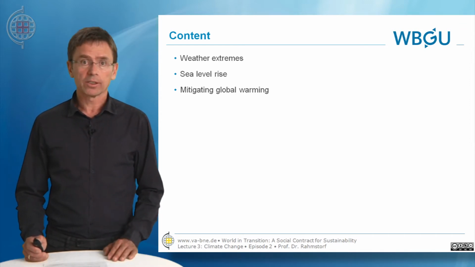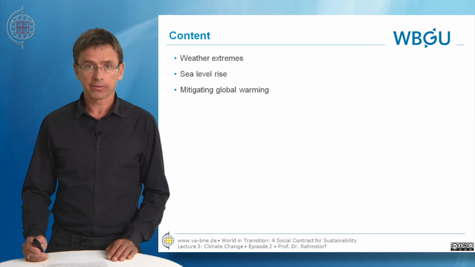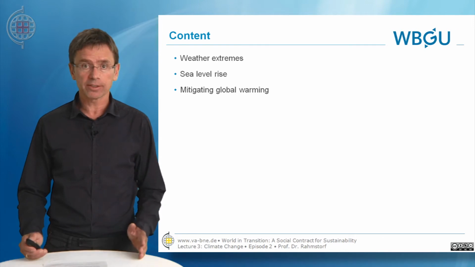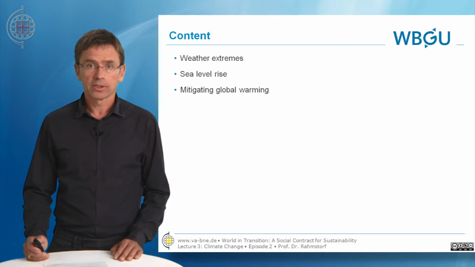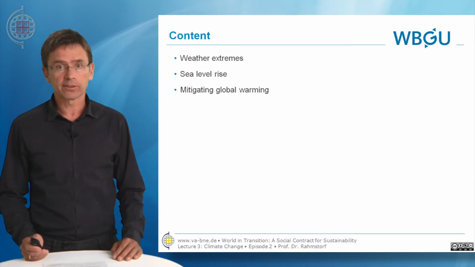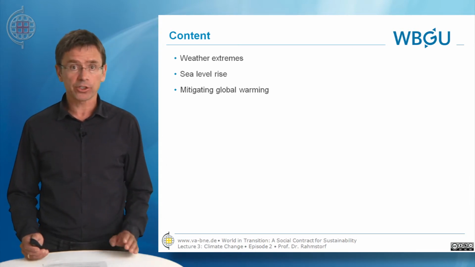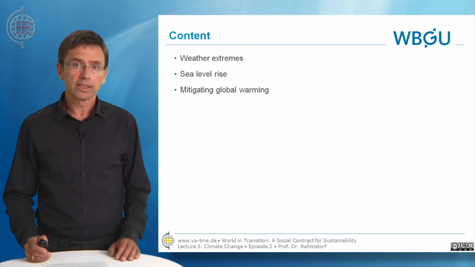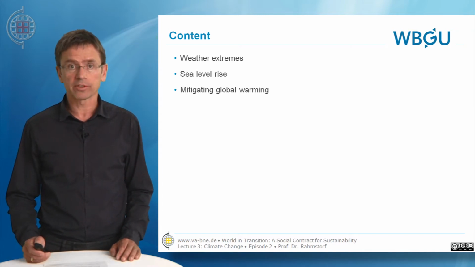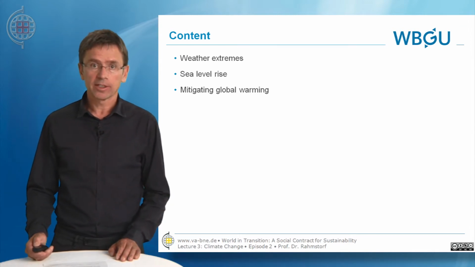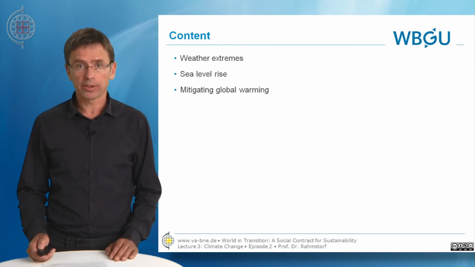In episode 1 of this lecture, I explained the basic facts of global warming and showed how the global average temperature increases. And of course, what will affect people and ecosystems most is not the change in the global average temperature, but their local temperature, and not even their average local temperature, but more the extremes. That's why we will have a look at weather extremes.